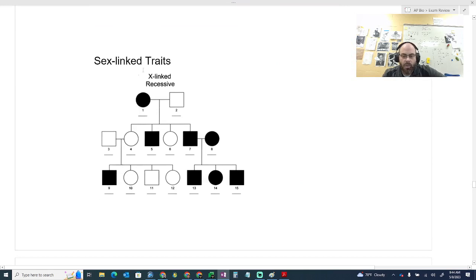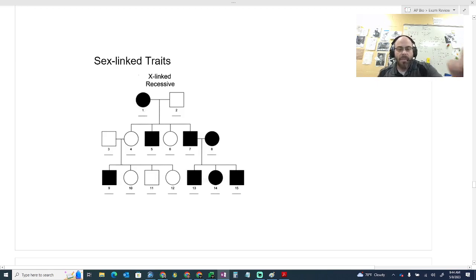A pedigree is just a way of showing the passage of genes in a family, and you'll usually see them labeled like this. This is showing X-linked recessive. X-linked is another way of saying it. The circles are always female, males are squares, and the shaded ones are going to be the particular disease or trait that's being tracked.